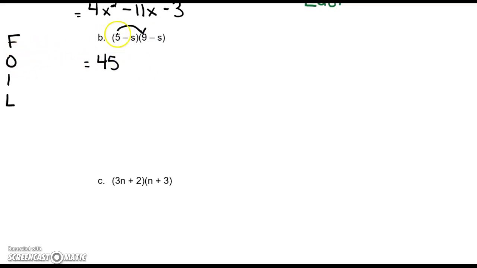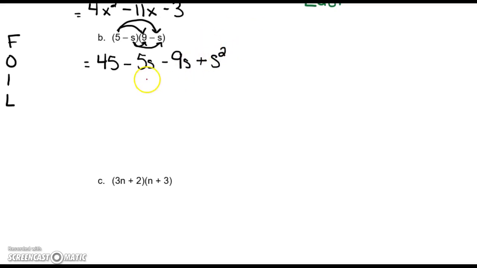Then we'll do O for outside, which is 5 times negative s. Don't forget this negative symbol along with that s. I know right now it stands for subtract in your binomial, but this makes it a negative s when we're trying to distribute. So 5 times negative s makes negative 5s. Then we do our inside terms, which is negative s times 9, giving us negative 9s. And then L, standing for last, is negative s times negative s. A negative times a negative makes a positive, and s times s is s squared.